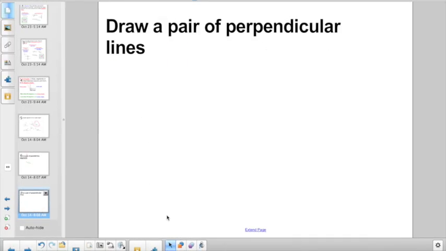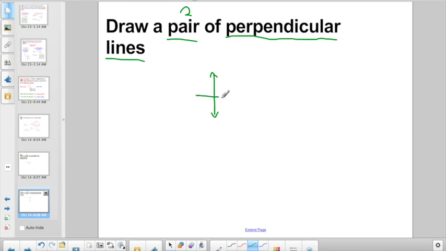Here we have draw a pair. Again, a pair means two of perpendicular, so I want to make sure that they touch and form a right angle, and I have to make sure that I'm using lines this time. So when I draw perpendicular, I normally like going straight up vertically, and I like going straight across horizontally, and I have to make sure that they are lines.